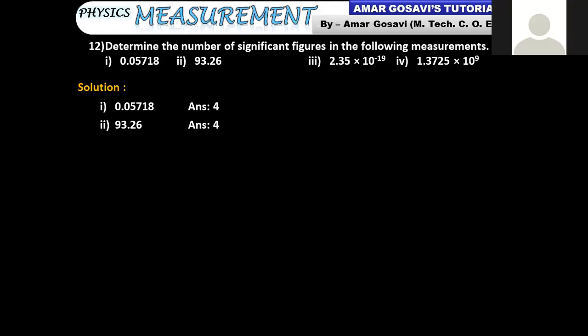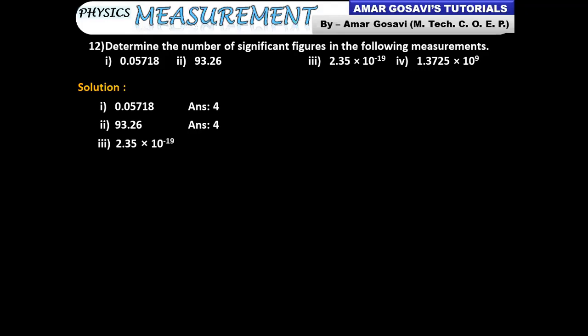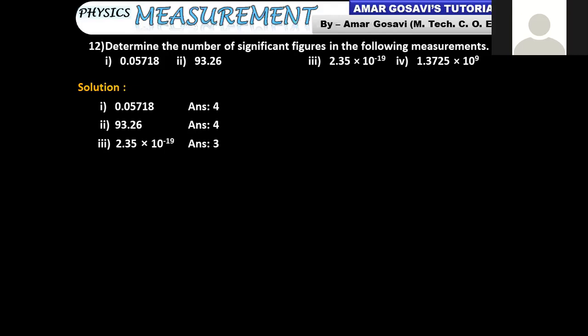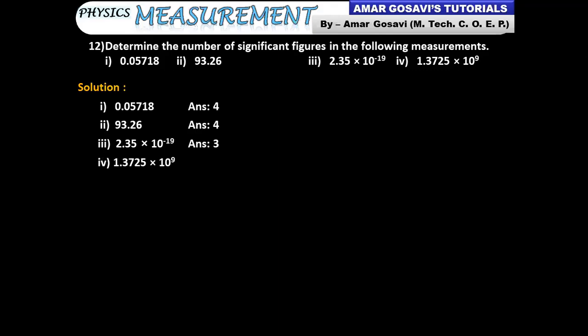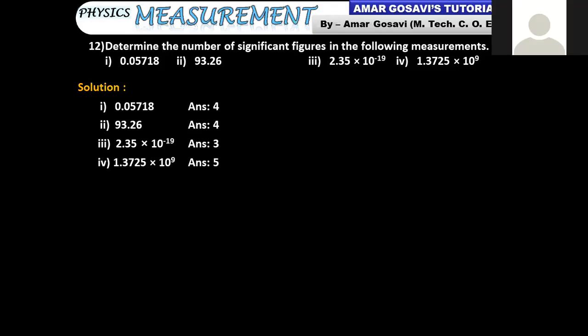4. Okay, good. The third number, 2.35 into 10 raised to minus 19. So 10 raised to minus 19 is not significant. So how many? 3. Exactly, correct. The fourth one, you can see 1.3725 into 10 raised to 9. How many now? 5. Exactly. Great.